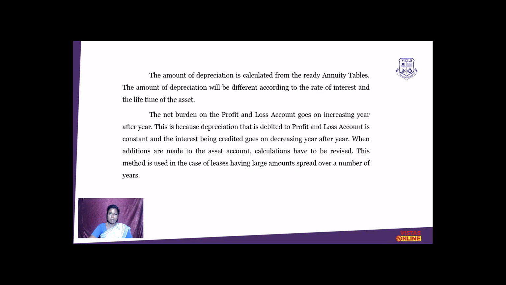The amount of depreciation is calculated from the ready annuity tables. The amount of depreciation will be different according to the rate of interest and the lifetime of the asset. The net burden on the profit and loss account goes on increasing year after year. This is because the depreciation debited to profit and loss account is constant and the interest being credited goes on decreasing year after year. When additions are made to the asset account, calculations have to be revised. This method is used in the case of leases having a large amount spread over a number of years.